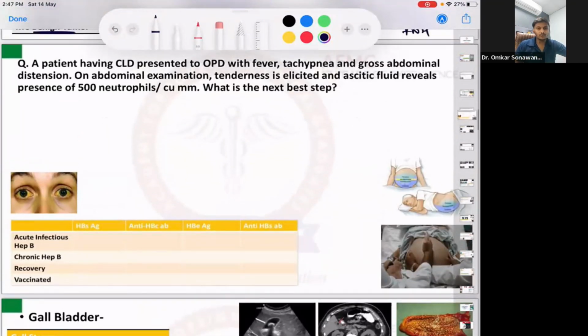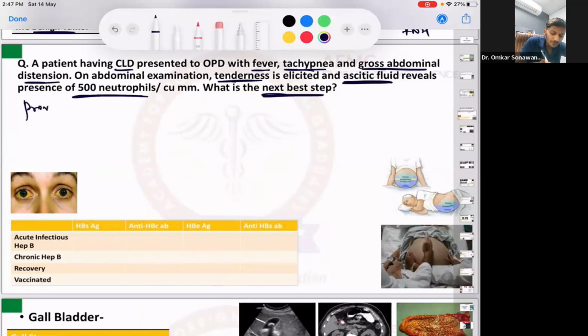So let me know the answer to this question, which was a recent recall. A patient having CLD, chronic liver disease, that means a patient diagnosed with cirrhosis, presented to the OPD with fever, tachypnea, and gross abdominal distension. On abdominal examination, tenderness is elicited, and ascitic fluid reveals the presence of 500 neutrophils per cubic millimeter. What is the next best step? First, let me know your provisional diagnosis.